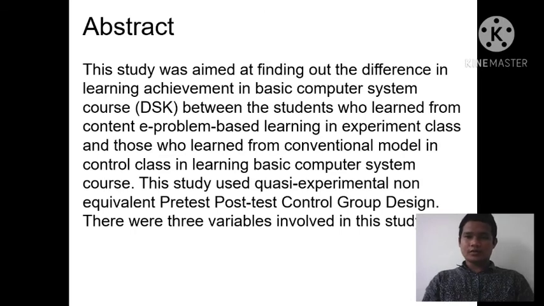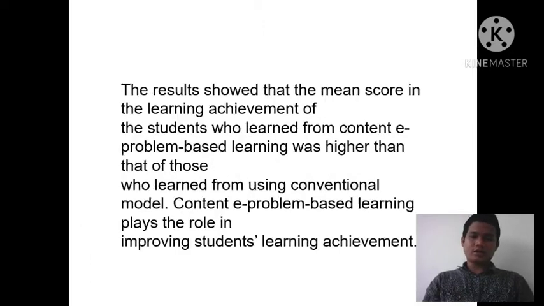Abstract. This study was aimed at finding out the difference in learning achievement in Basic Computer System Course or BSK between the students who learn from problem-based learning content in the experiment class and those who learn from the conventional model in the control class. This study used a quasi-experimental non-equivalent pretest post-test control group design. There were three variables in this study.